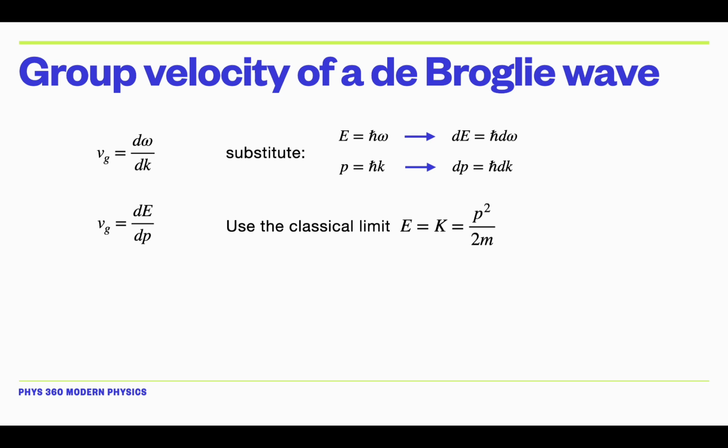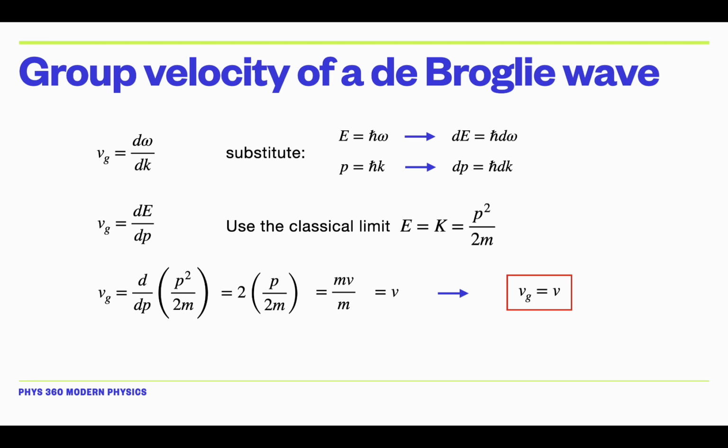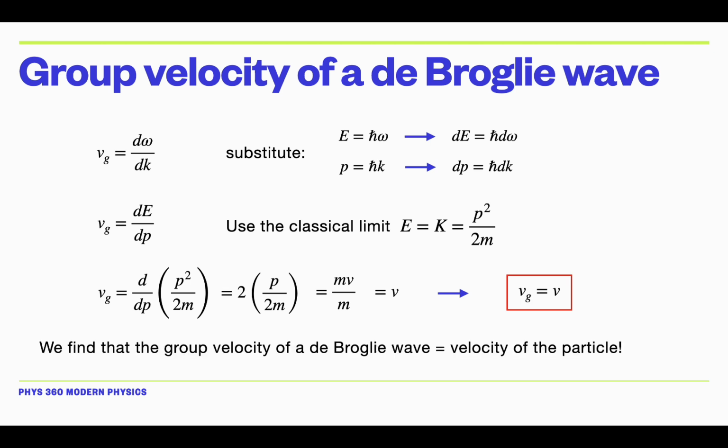Let's use the classical limit, that the total energy is just the kinetic energy, which is p squared over 2m. Now if we differentiate this expression, we're going to differentiate the kinetic energy with respect to momentum. For differentiating p squared with respect to p, you just get 2p over 2m here. The 2's cancel. If we plug in that the momentum is mass times velocity, now the masses cancel, and we find that the group velocity is just the velocity of the particle. So, very simple result. For these de Broglie waves, the group velocity of the wave is equivalent to the classical velocity of the particle.